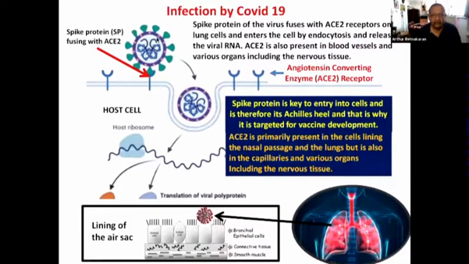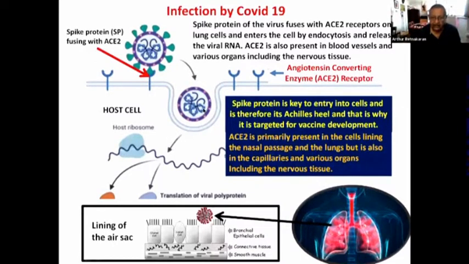Now, you know that this coronavirus has the spike protein. That's the spike protein it uses to enter the human cell. The host cells of human beings have a receptor called the angiotensin converting enzyme receptor, ACE2. And this particular spike protein goes and attaches itself to this receptor, enabling it to go inside.